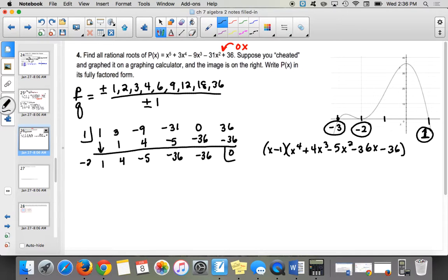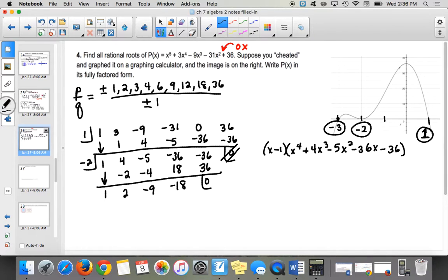So now I just continue my synthetic division. I'm lazy. I don't want to rewrite it. I continue it here. And we just kind of cross out that remainder of 0. So I drop the 1. -2 times 1 is -2. Add straight down. Right, continue. Are you guys all good at synthetic division? I don't have to say every step, do I?